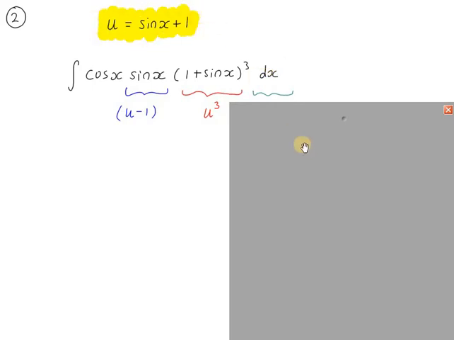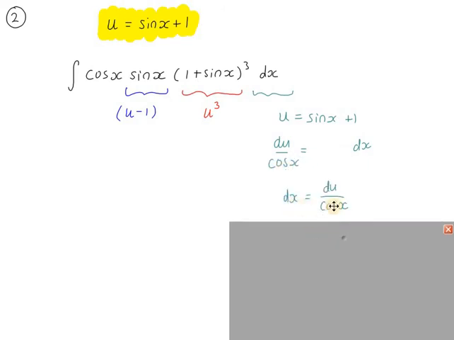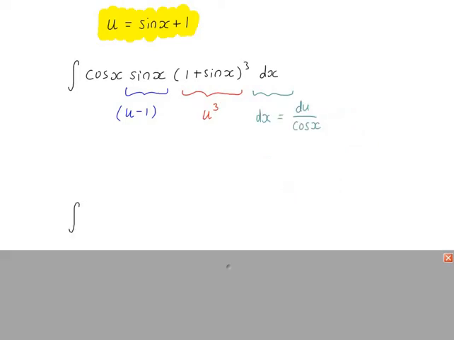And then for the dx, we always differentiate the substitution. Now we're swapping these two around, so I'm going to put the dx on this side, put the cos x on this side, so dx will be du over cos x. This may seem a bit unusual because we're replacing dx with this, and there's still x in there. So watch what happens then.